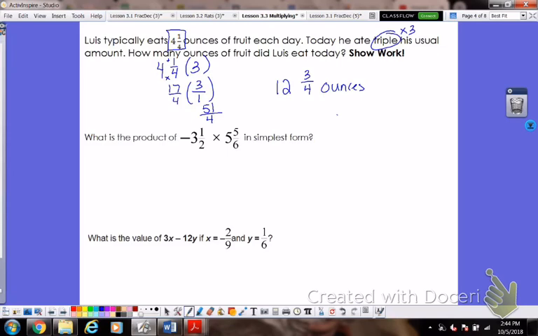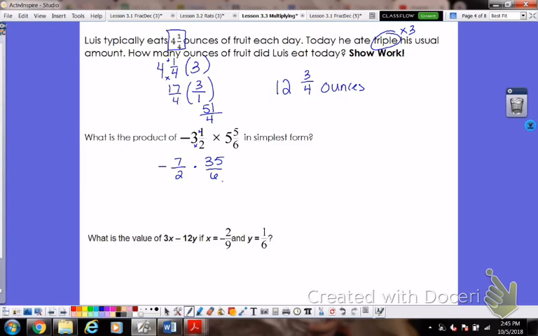Okay, and now what is the product of -3.5 times 5 5/6? Again, multiply and add. Be careful with your negative. We're going to multiply, we're going to add, but we're going to ignore the negative and just bring it down. So 3 times 2 is 6 plus 1. So -7/2 times 35/6.